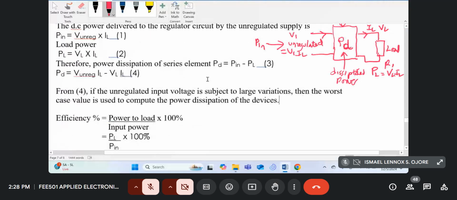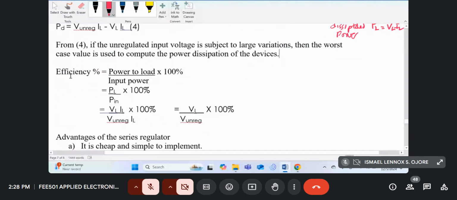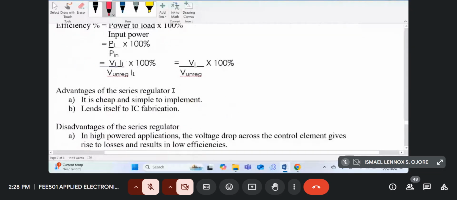So we're talking about dissipation in our regulator. This dissipation gives rise to inefficiency in our regulator. Now, efficiency of the regulator is defined as power going to the load over power entering the regulator times 100%. So in formula form, it's just PL over Pin times 100. But PL is the voltage across the load times the current through the load, and Pin is the maximum unregulated input.